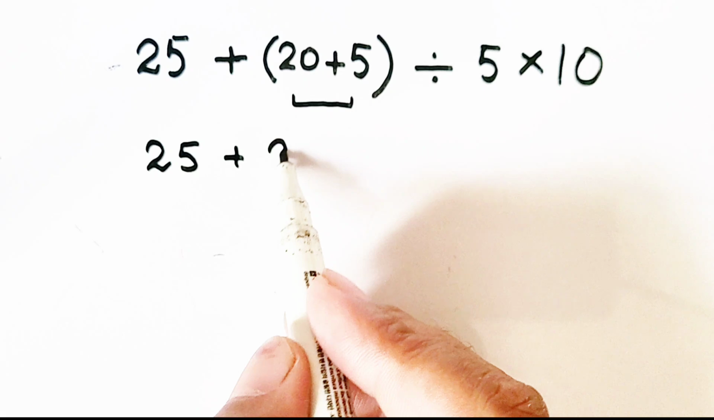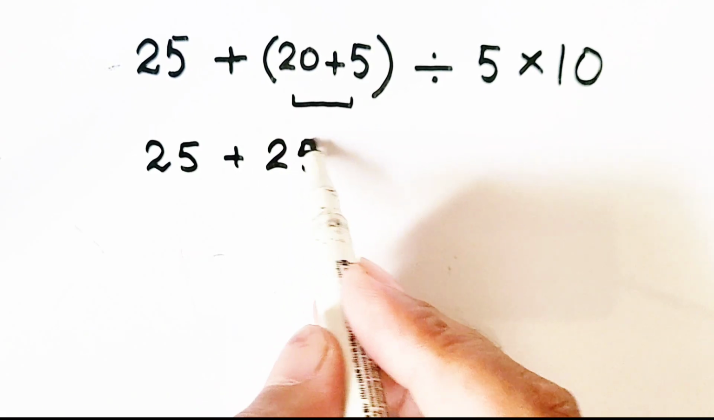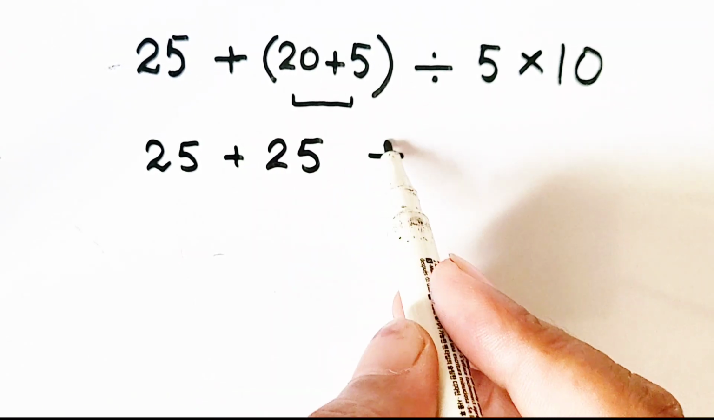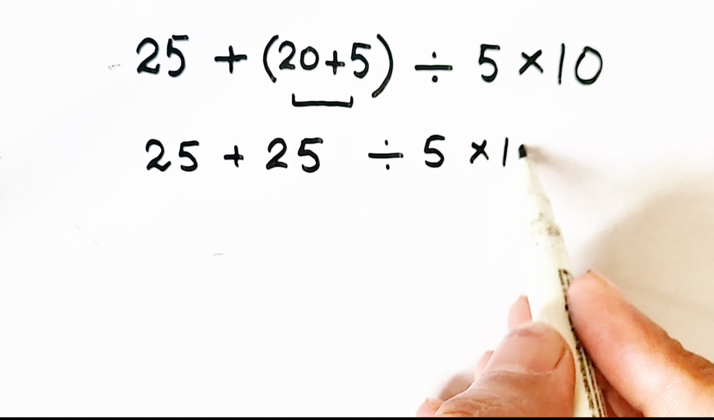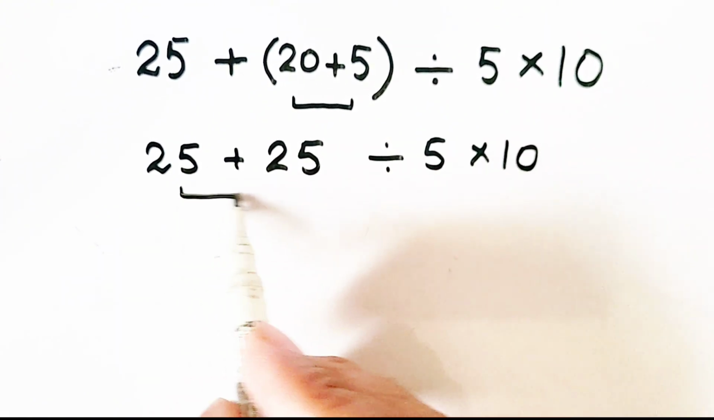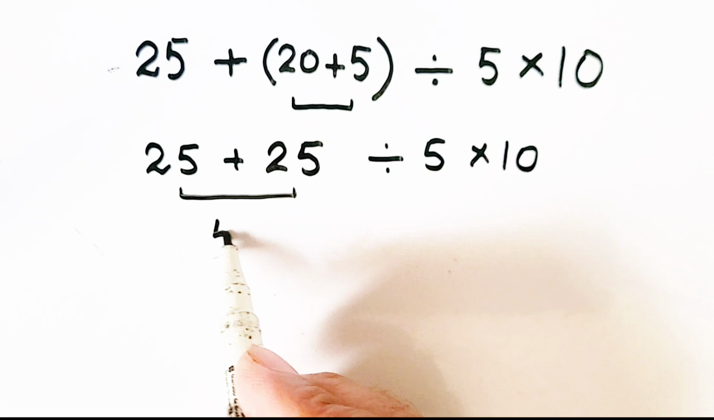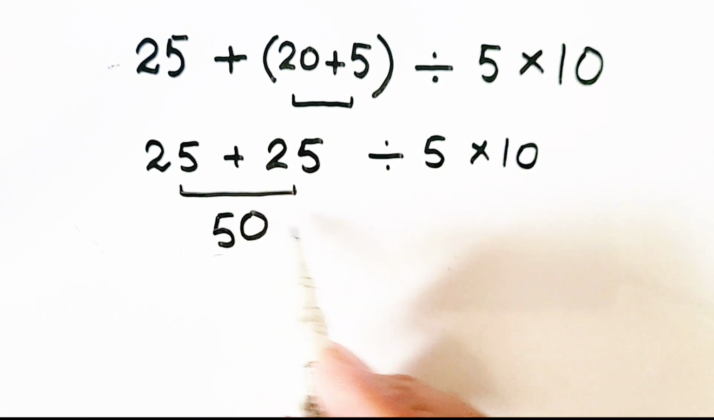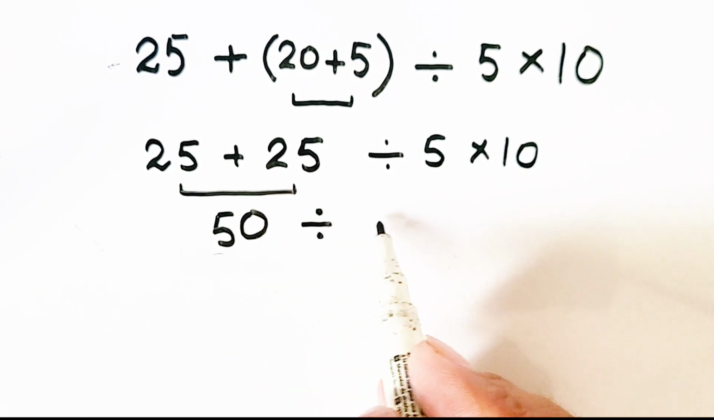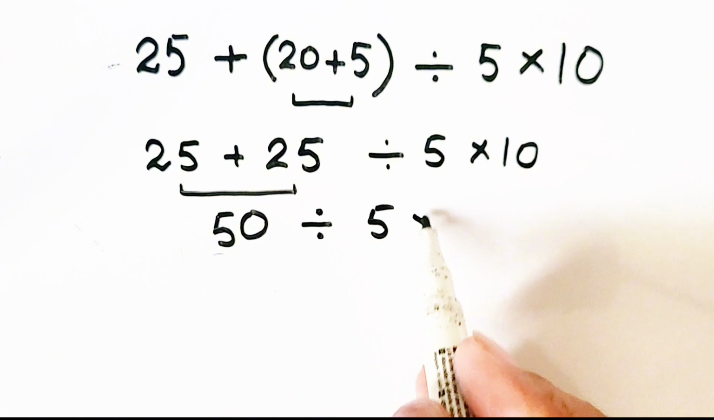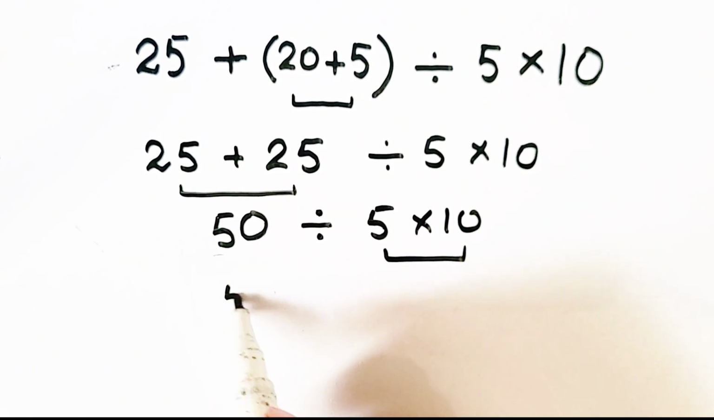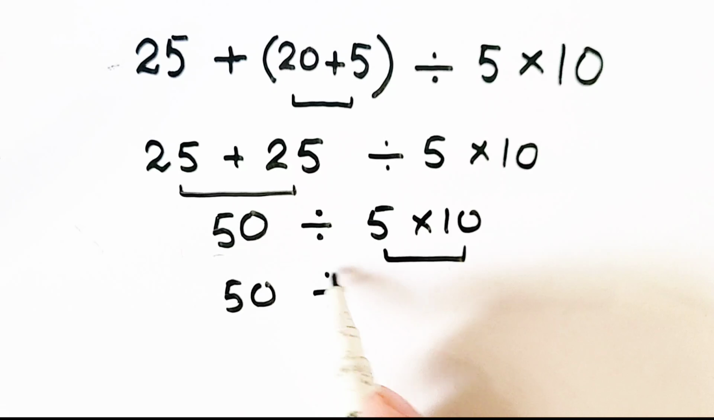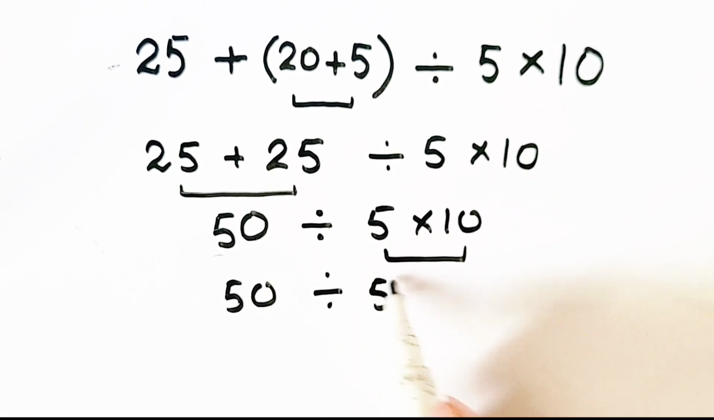plus 25 divided by 5 times 10. Now 25 plus 25 gives us 50 divided by 5 times 10, so 50. This will give us 50.